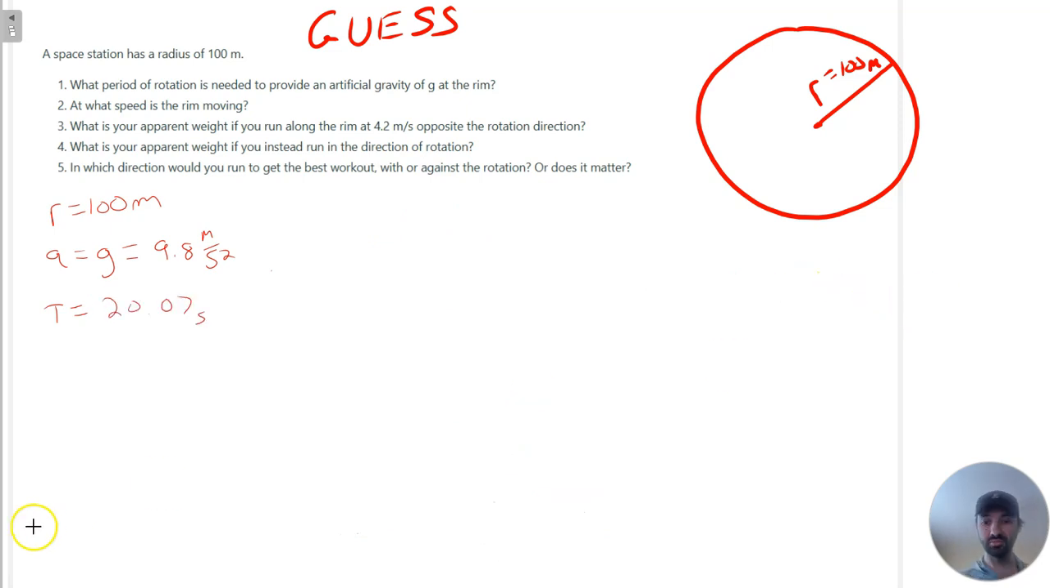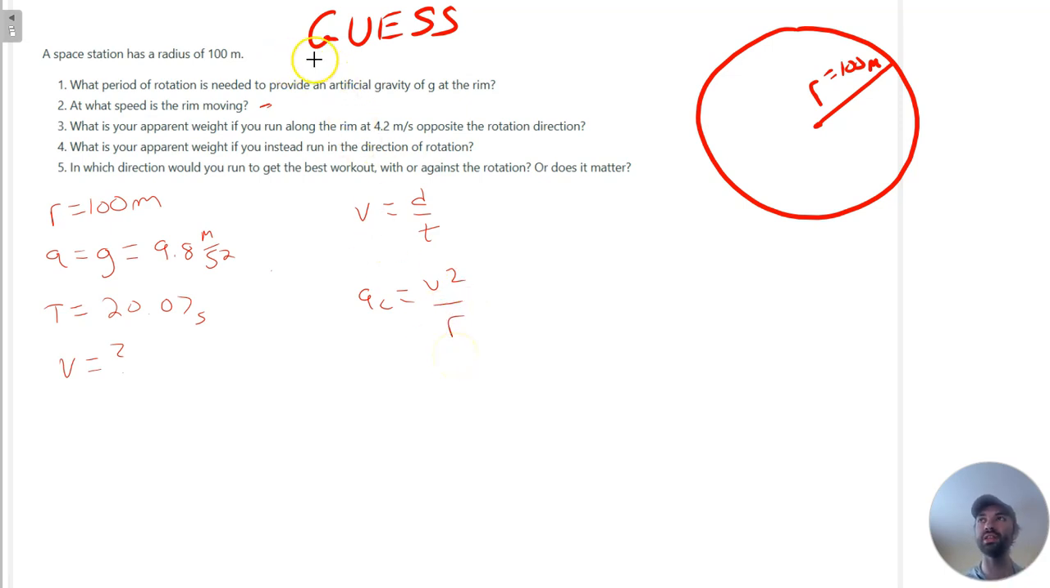All right, next question. At what speed is the rim moving? Again, you go to your reference table. Right now the question is, what is the speed that the rim is moving at? There's more than one way to do this. You might find that the speed is equal to the distance over the time, or you might find that a_c is equal to v squared over r. I prefer this equation for this setup. So, do we know a_c? Yes. Do we know v squared? No. Do we know r? Yes. Again, we have one unknown.